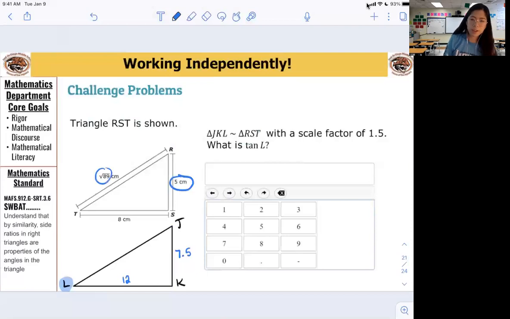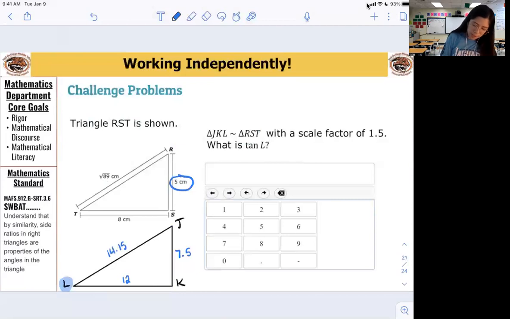What's the square root of 89? 9.43 approximately. It's a little more than 9, right? So you can multiply that by 1.5. Okay, so we get like 14.15.